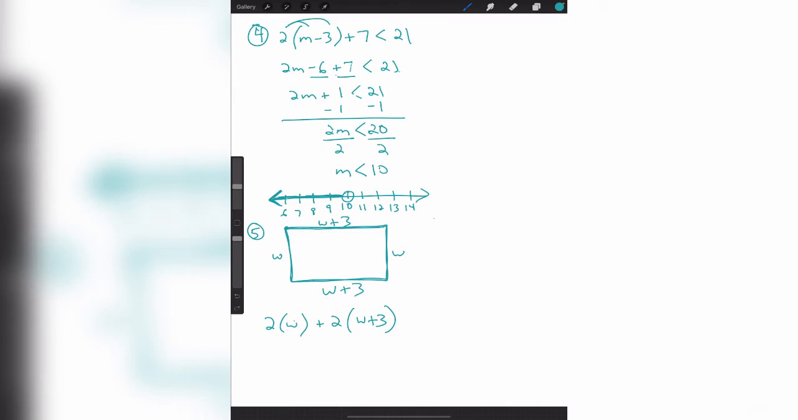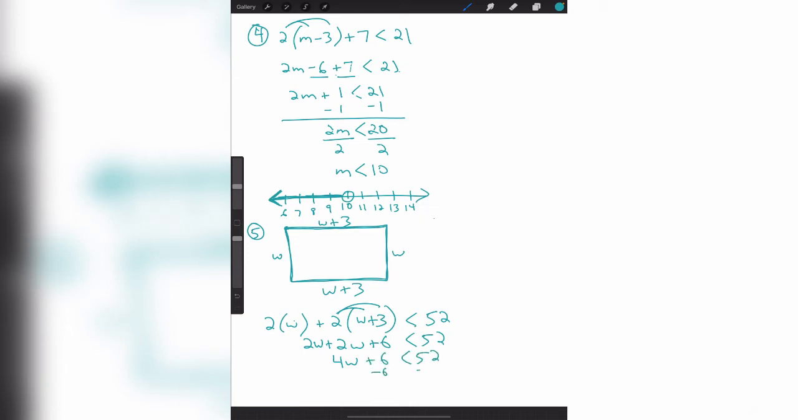Is less than 52 inches, is less than 52. All right, and if I wanted to write this out, maybe combine as we go, I could use the distributive property here. 2 times W gives me 2W. 2 times 3 is 6. And I'll bring over this 2W plus 2W plus 2W is 4W, plus 6 is less than 52.